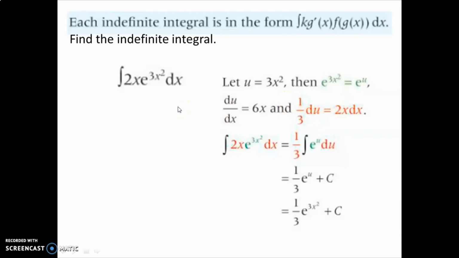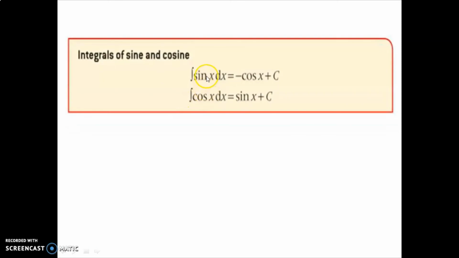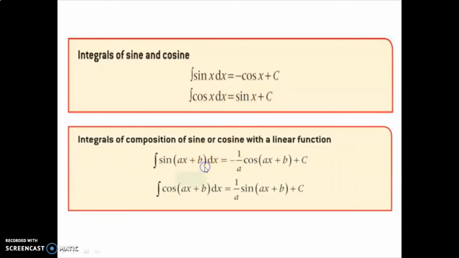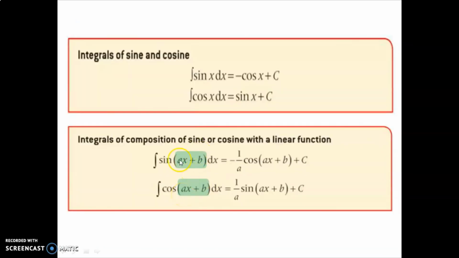All right, I think we're ready to go back to sine and cosine now as well. So let's remind ourselves, the integral of sine is negative cosine and the integral of cosine is positive sine. We also looked at the linear rule with sine and cosine. The linear rule tells us that when you have a linear bit here, you end up with that 1/a here and 1/a here.